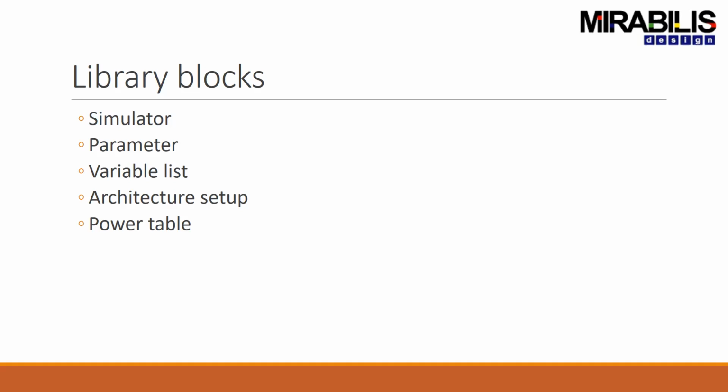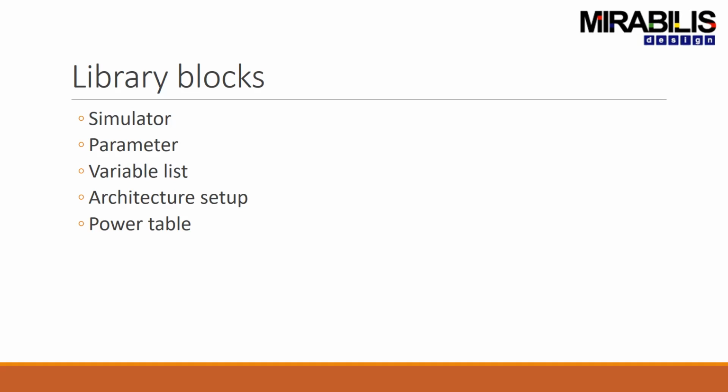And we have the architecture setup block. For a simple model, like with traffic or an expression list, a simple logic, we might not need this. But for complex logic, like when we use caches, buses, and processors, the architecture setup block is needed to observe the statistics from each block. This architecture setup block will monitor the entire architecture that we design and observe the statistics from it. And similarly, the power table.